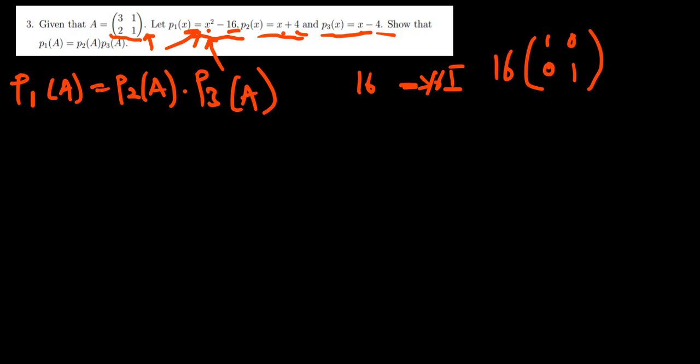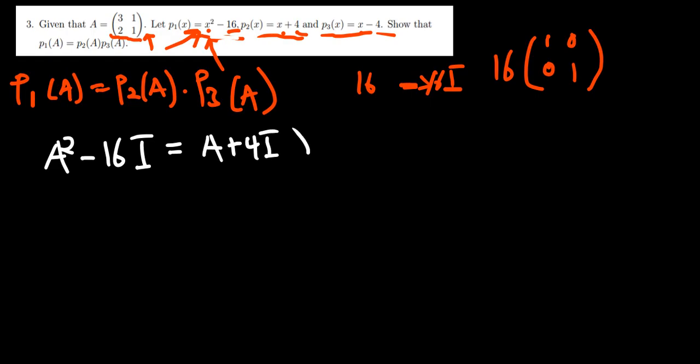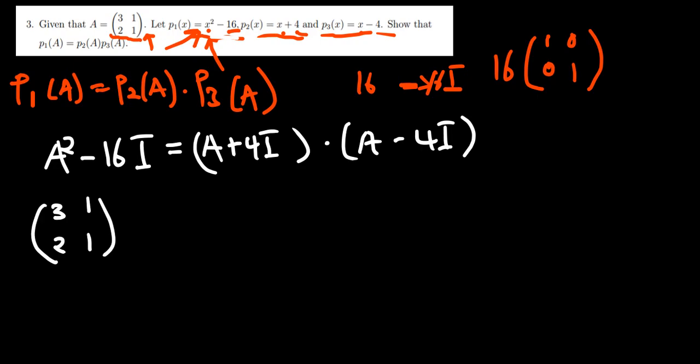So let's substitute now. P1(A) becomes A squared minus 16I. This should be equal to A plus 4I, and then we're multiplying this with P3(A), where we have A minus 4I. So this is what we have. The A squared simply means we are multiplying this matrix A by itself.